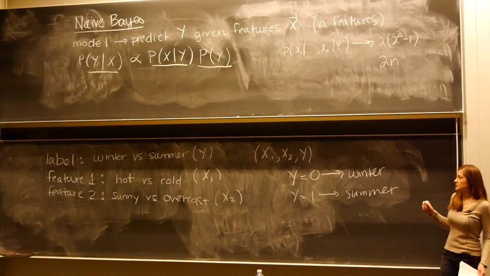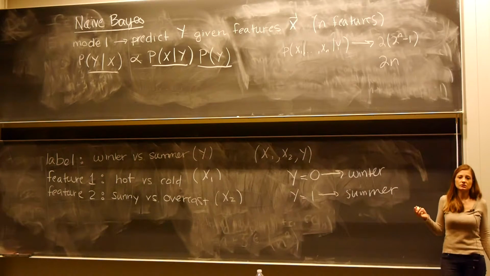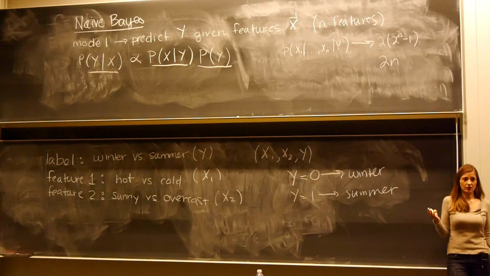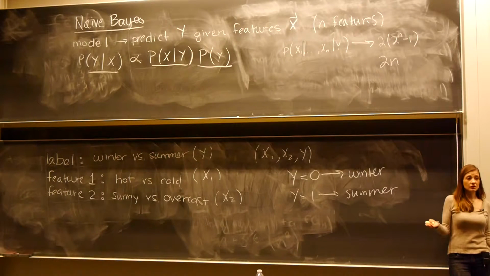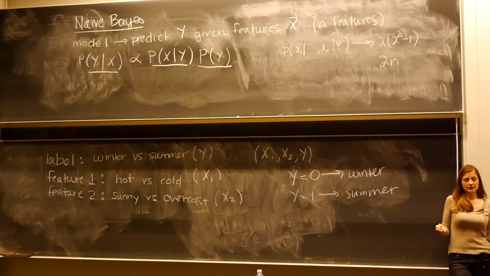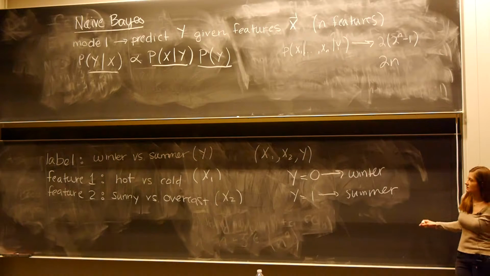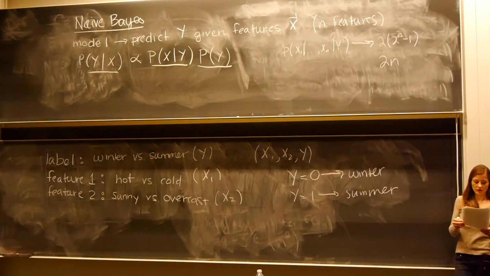So conditionally independent just means that given you're in one label versus the other, your features are now independent and there's no longer a correlation, right? So your features can still help predict whether it's winter or summer. It's just that they're not correlated, they're not dependent. So that's basically the idea of conditional independence. Questions?